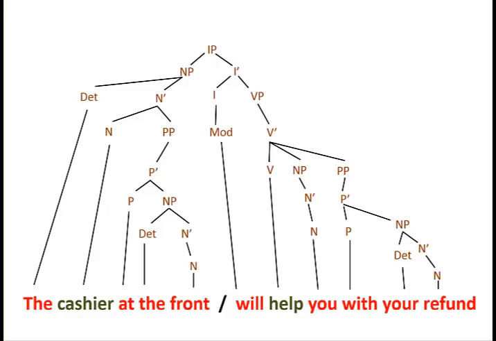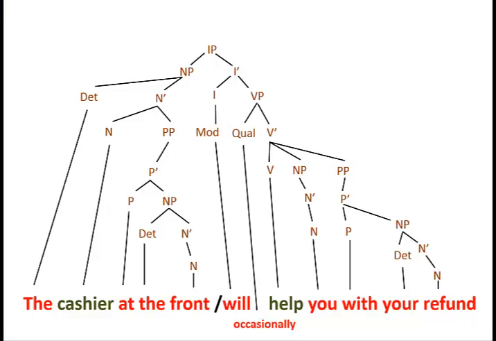Now, if you forget what's a modal and what's not a modal, you can always test and figure it out by seeing if you can also put in a qualifier, because there's still room on the tree for a qualifier adverb in there. So let's say we threw the word occasionally in there, and that still renders a grammatical sentence. The cashier at the front will occasionally help you with your refund. Since we know occasionally is a qualifier that would fit in that specifier position under the verb phrase, that's extra verification that will is in fact a modal auxiliary.